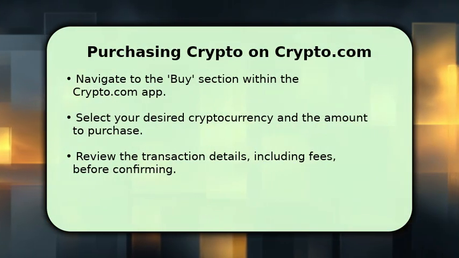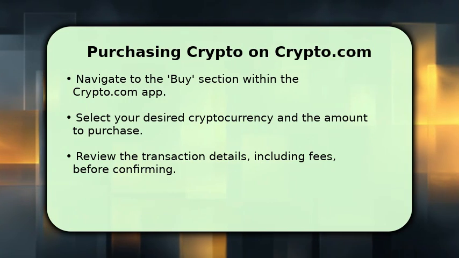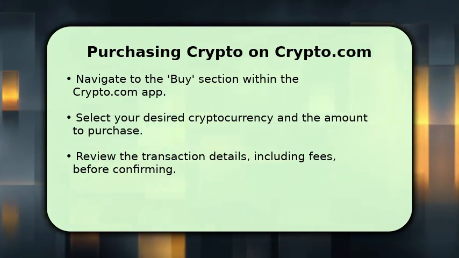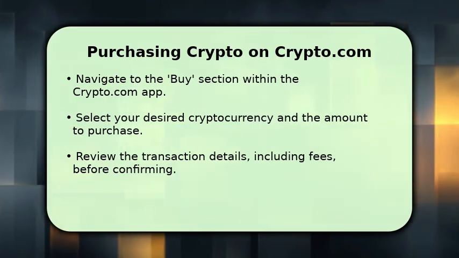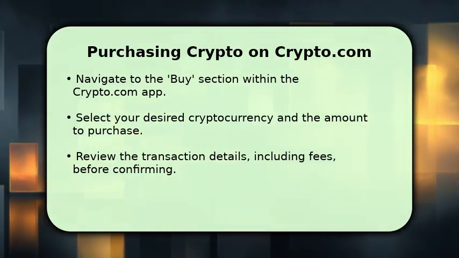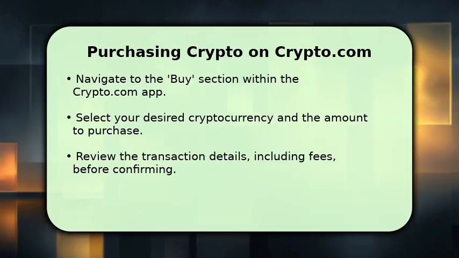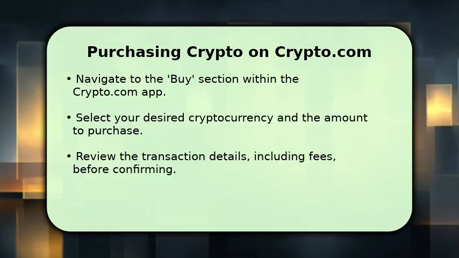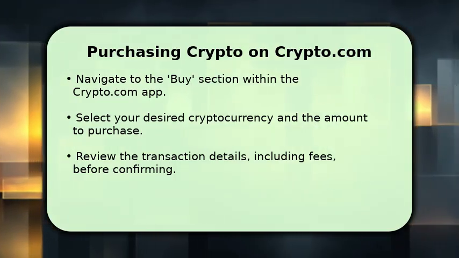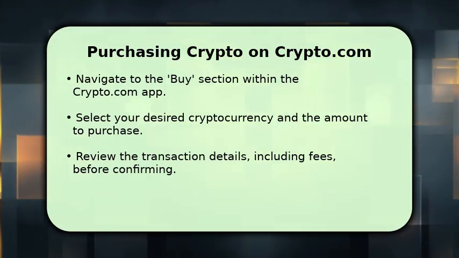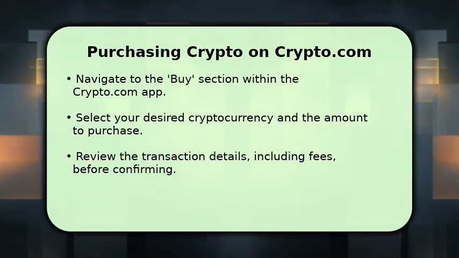Now for the exciting part, buying cryptocurrency. Within the crypto.com app, simply navigate to the Buy section. Here, you can browse a wide selection of digital assets. Choose your desired cryptocurrency, such as Bitcoin or Ethereum, and enter the amount you wish to purchase. Before finalizing, carefully review all transaction details, including any associated fees. Once you are satisfied, confirm your purchase, and your new crypto will appear in your wallet.